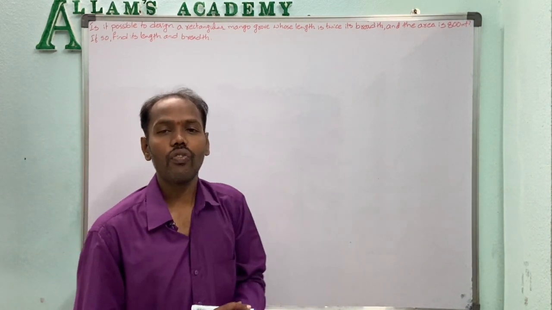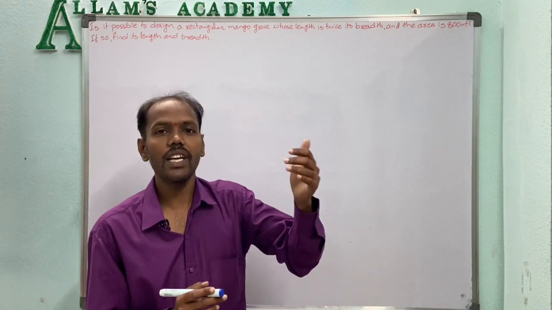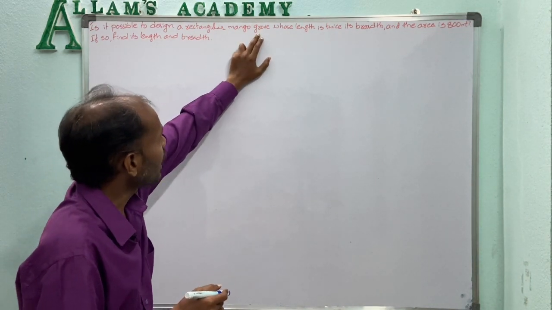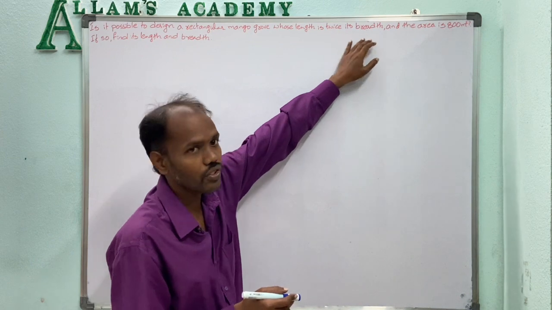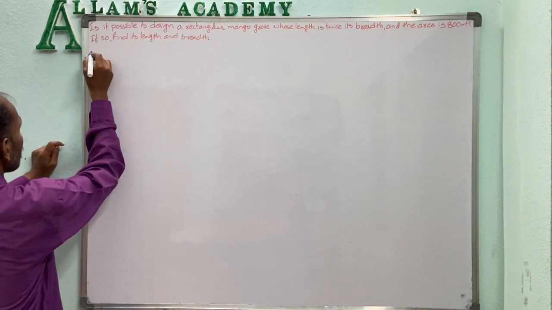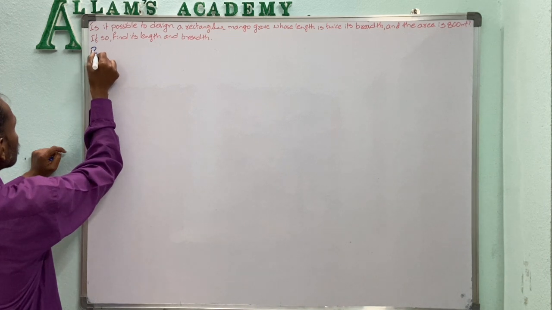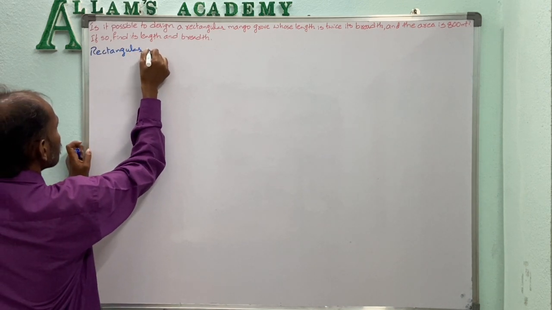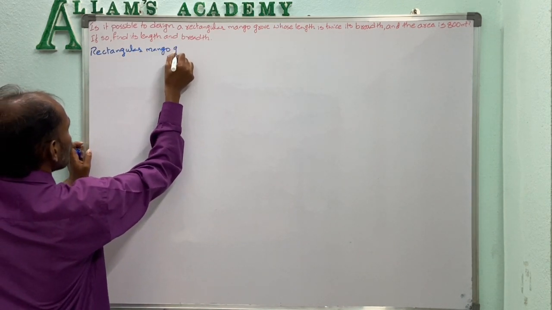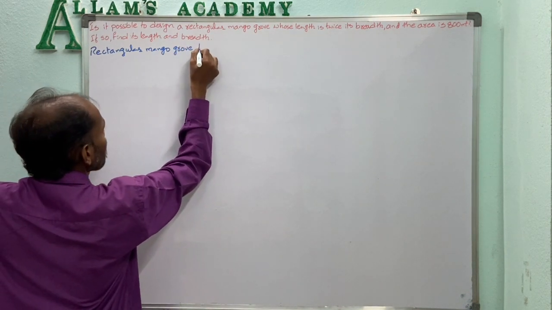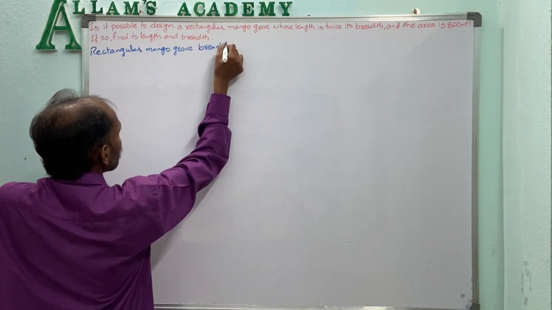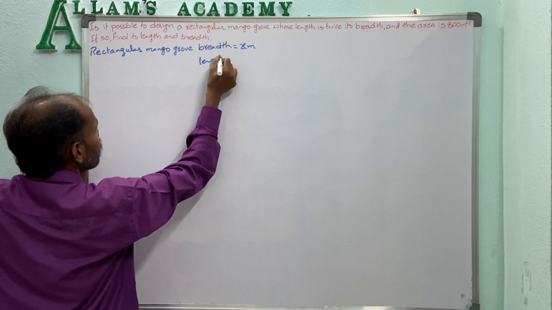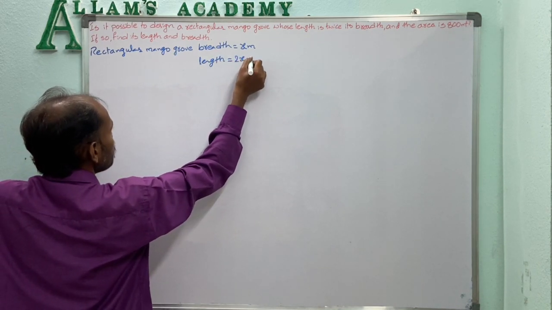For writing the quadratic equation, we first write the given information. Here we are given a rectangular mango grove, and its length is twice its breadth. The breadth of the rectangular mango grove we take as x meters, then its length, equal to twice the breadth, is 2x meters.